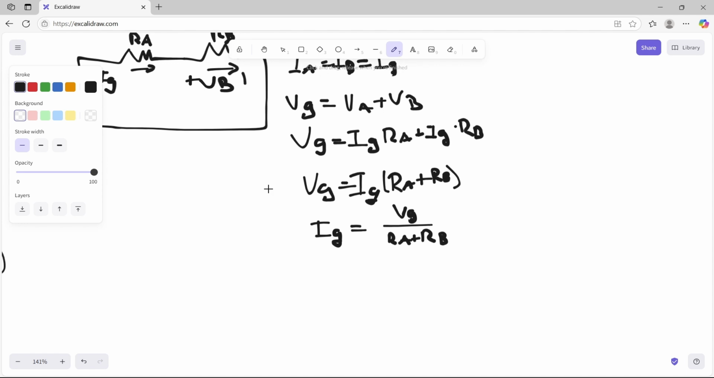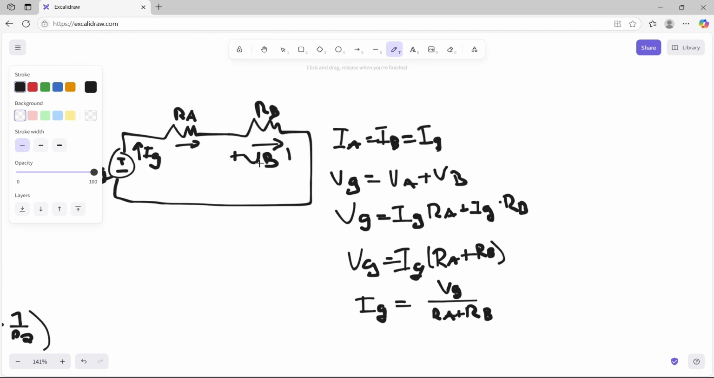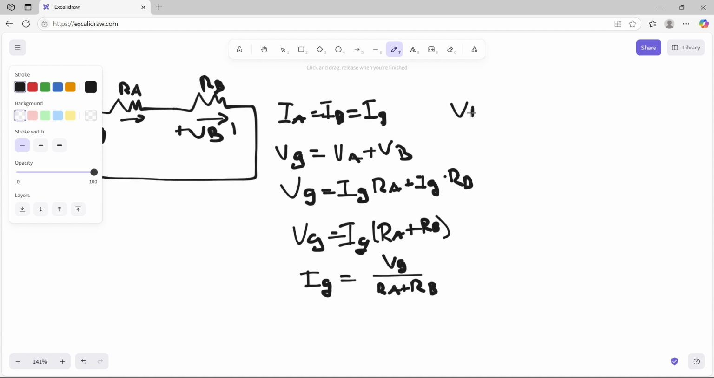The important thing that I want to jump to is now, okay, so we know how to calculate IG. VG is probably known. RA is probably known. RB is probably known. How do we calculate VB, this drop across RB? Well, we know that VB, because IB equals IG, is going to be IG times RB.